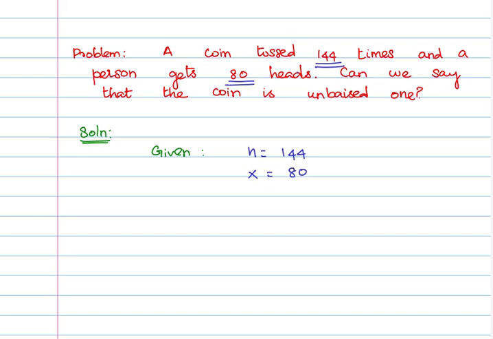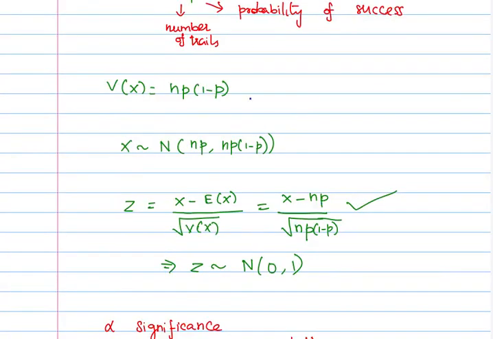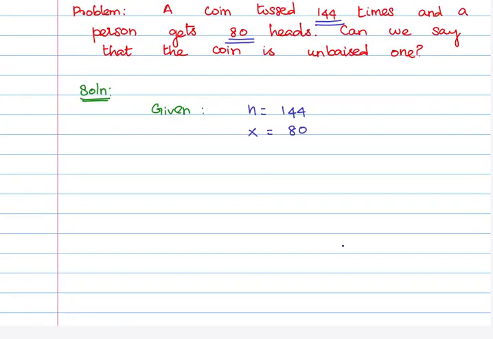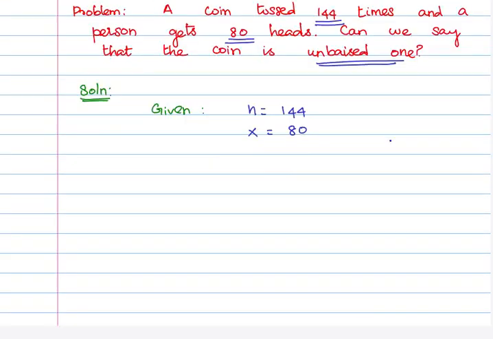Now I want to find what p is, because in our formula I want to use z equal to x minus np divided by the square root of npq. n is there, x is there, I want to choose p. What they gave is, can we say that the coin is unbiased? Suppose I say the coin is unbiased, then each time the chance of getting a head is 0.5, and of tails is 0.5. So H naught is P equal to 0.5, and H1 is P not equal to 0.5.